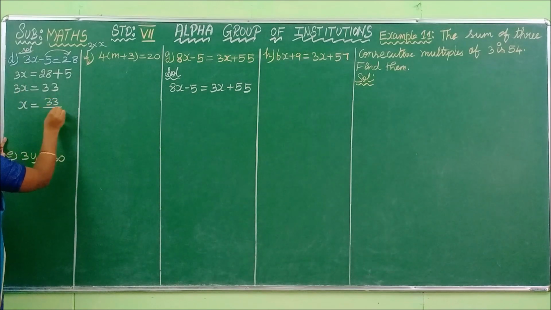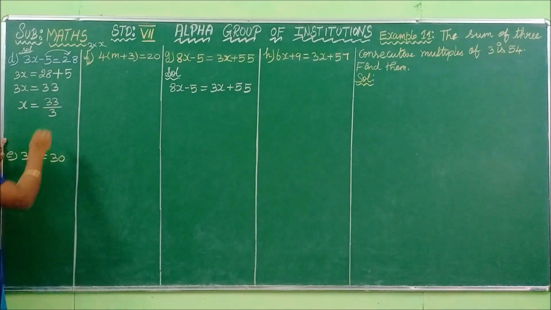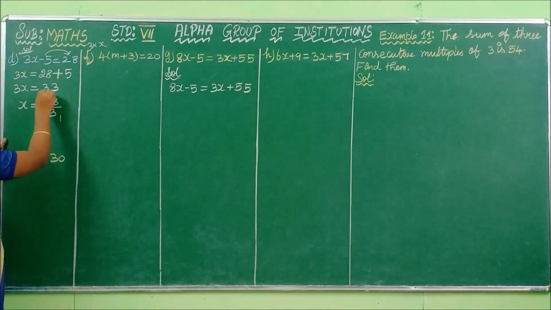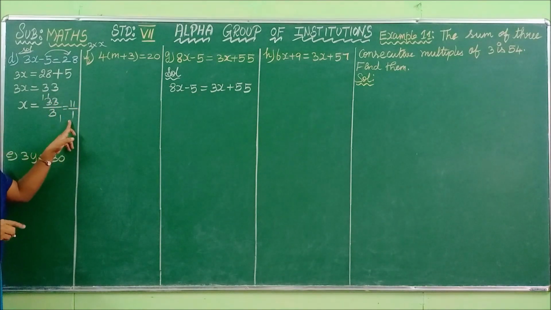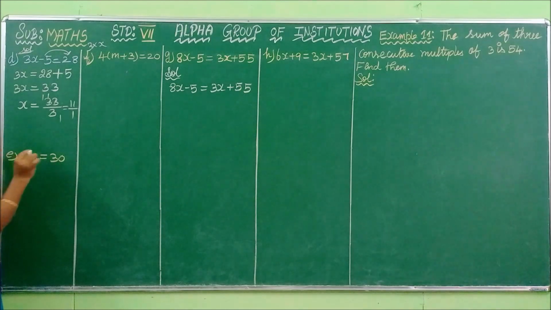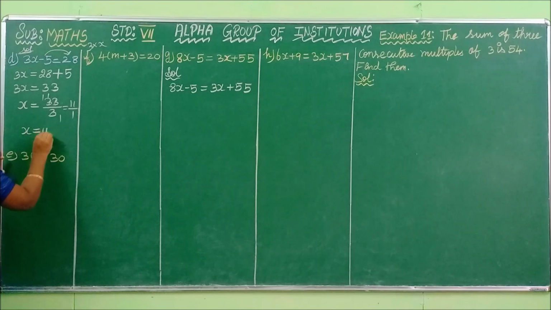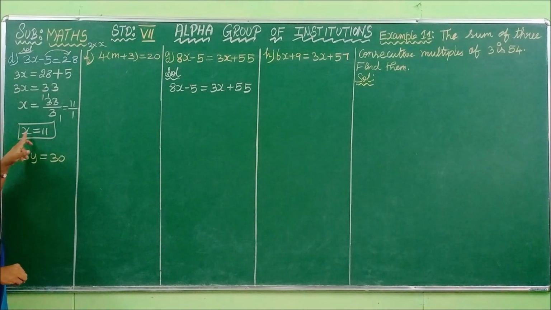So multiplication is reversed as division. So 33 by 3. Here you have to divide 33 by 3. So 1 3 is 3, 1 3 is 3, 1 3 is 3. So 11 by 1. If a number has the denominator as 1, leave that denominator and write only the numerator. So x equals 11. Thus we have found the value of the variable x equals 11.